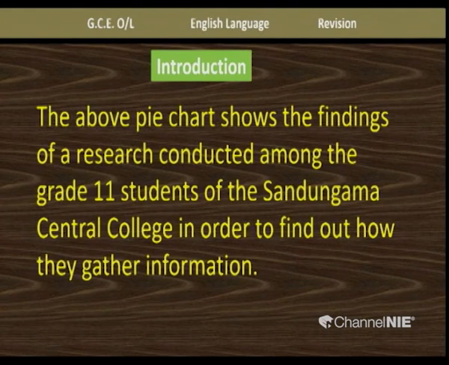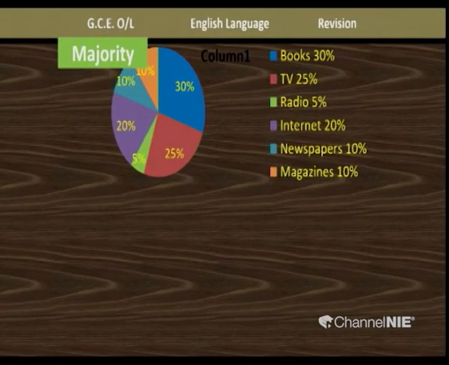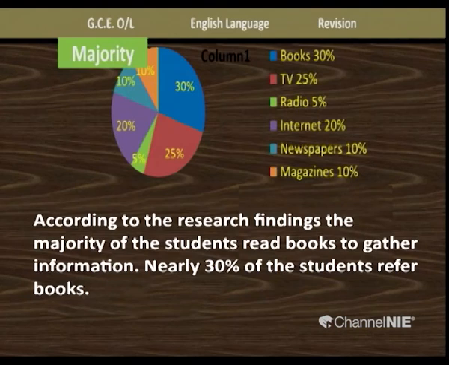The introductory statement gives us the idea of what this paragraph is about. Then the majority, right? What is the highest percentage? Books. So, how do you write it? According to the research findings, the majority of the students read books to gather information. Nearly 30% of the students refer books. Hope that it is quite clear.